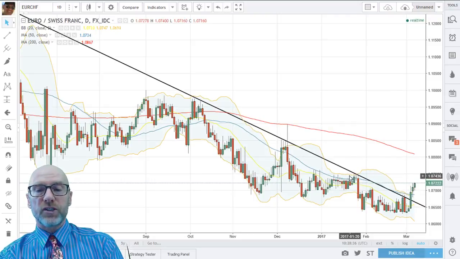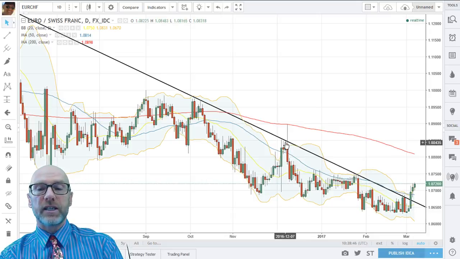There's a lot of resistance on the upside, immediate resistance at 107.70, at 107.75, and then above there 107.86 and up to 108.84, 108.85.